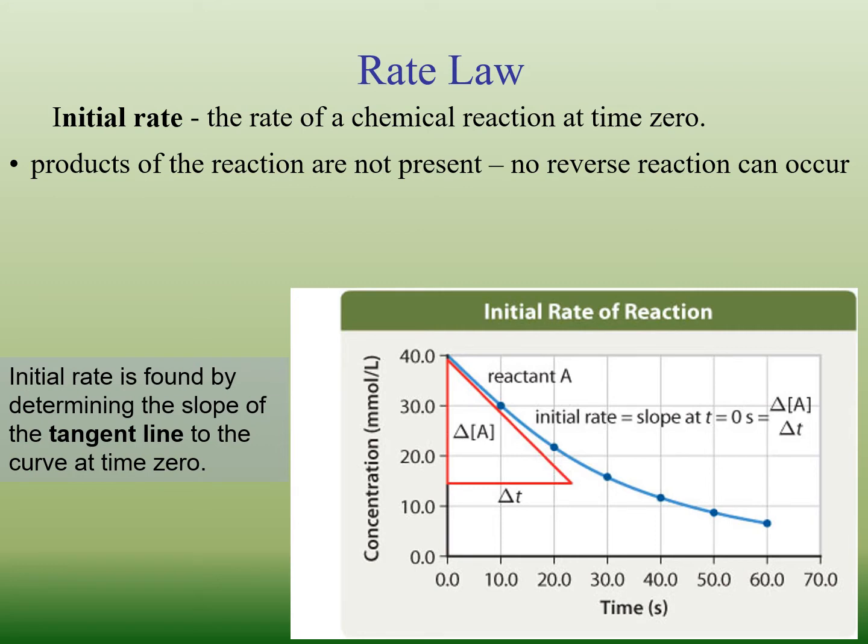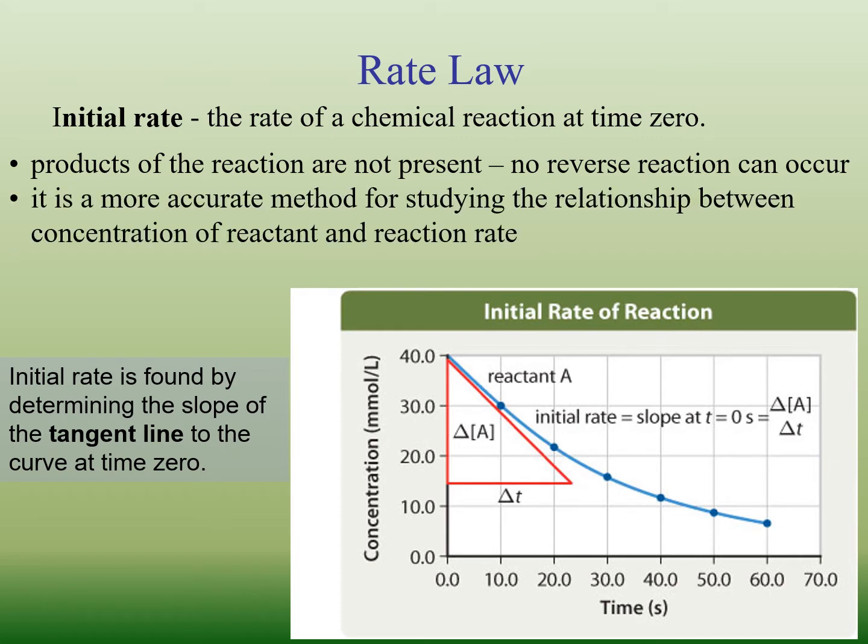Products of the reaction are not present, so no reverse reaction can occur. And it is a more accurate method for studying the relationship between concentration of reactant and reaction rate. To determine the initial rate, a tangent is drawn to the curve at time zero, as you can see on this graph. An initial rate is the slope of this tangent line, which is equal to the change in concentration over the change in time. Remember, this is the best way to determine the relationship between concentration of reactants and the rate of reaction, because there is no product present to cause a reverse reaction.